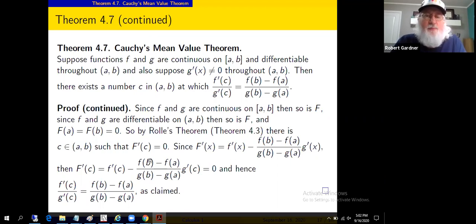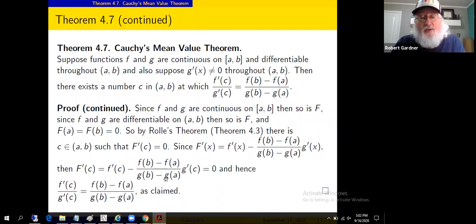What was it? We said f prime of c equals 0. Okay, well, let's plug c in, and we get capital F prime of c equals lowercase f prime of c minus this stuff times g prime of c. And we know Rolle's theorem tells us that f prime of c, which equals this, by the way, also equals 0. Here we got a formula.